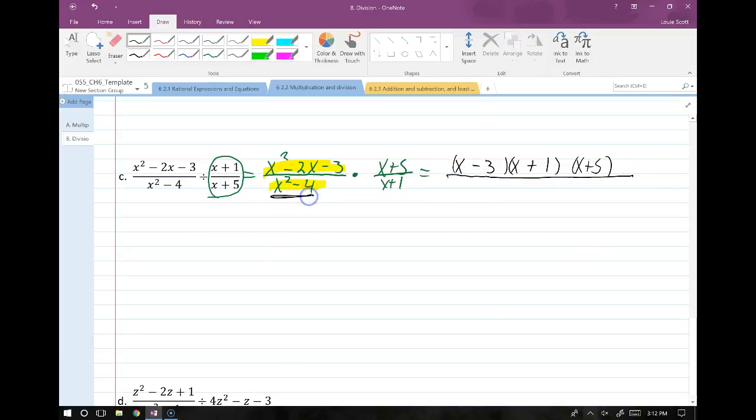What about this guy? x squared minus 4? What does that conform to? You got it. x plus 2, x minus 2. Classic difference of squares. x plus 2, x minus 2. And then we still have the x plus 1 that came over from the other fraction.